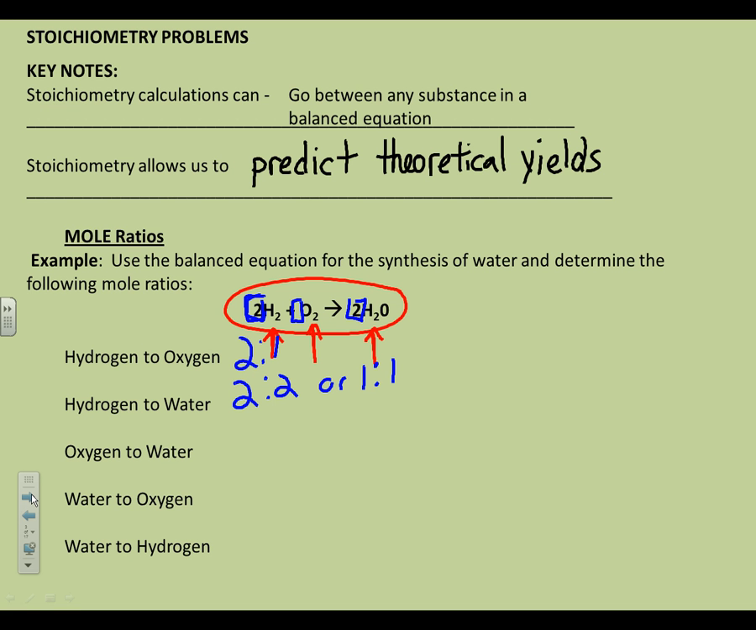Oxygen to water, what would be the mole ratio between oxygen and water? Well, we have that understood 1 for oxygen and our 2 for water, so it's just 1 to 2. Okay. This is so easy. Yeah, it's just a matter of looking at that balanced equation.